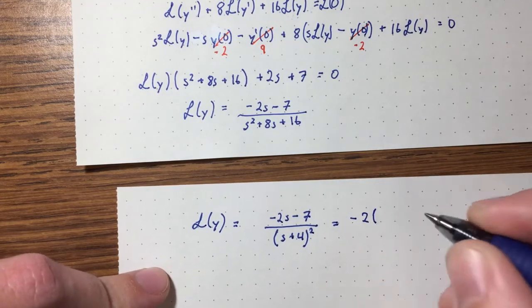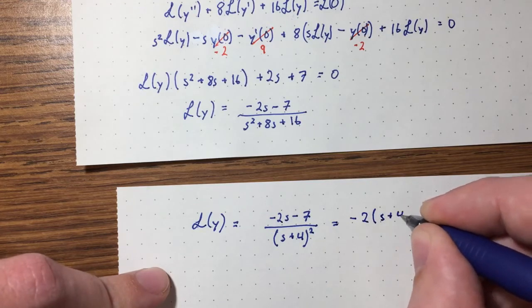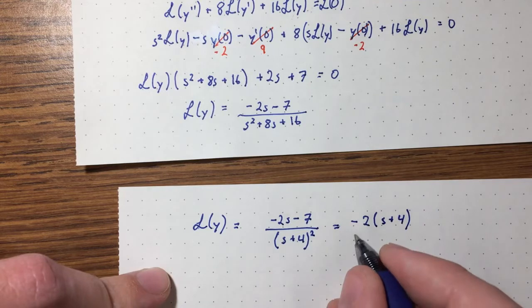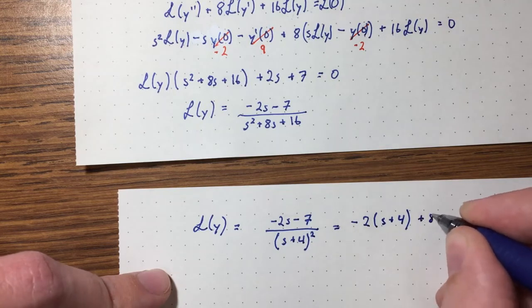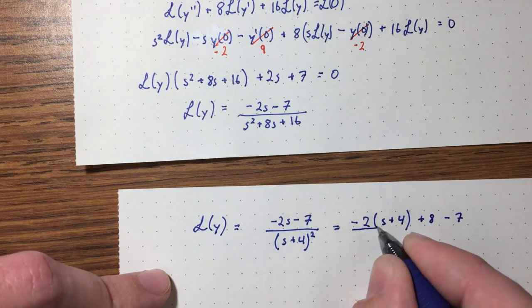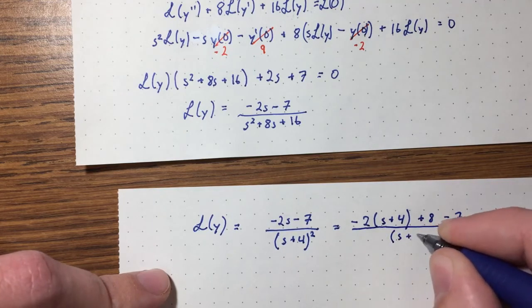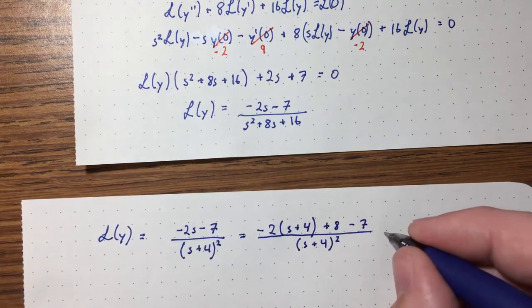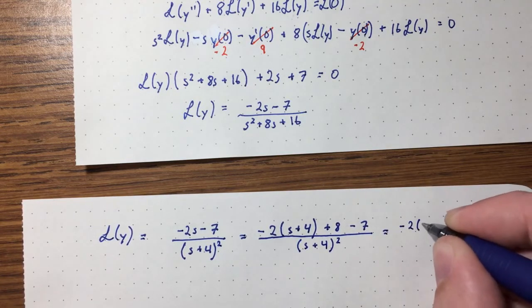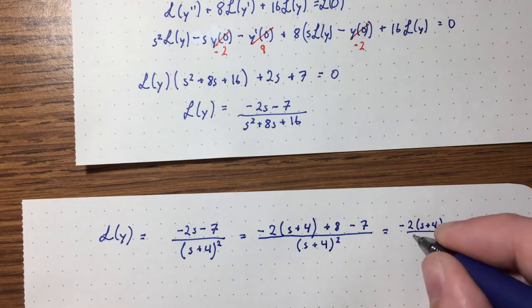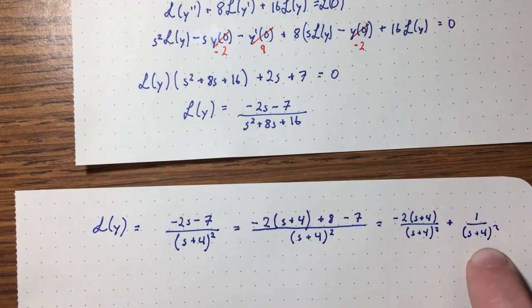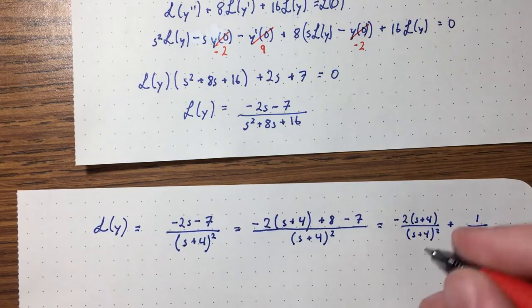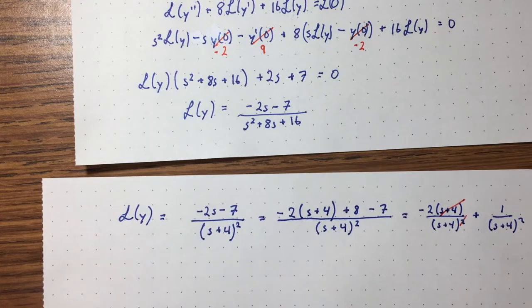I'm going to replace that s with an s plus 4. Same thing as the denominator. I can't change the problem, though. What did I do? I added a 4 in that wasn't there before, so I'm going to subtract it back out, and then I still have the minus 7. Okay. And why am I doing this? Because now I can rewrite this like this. Minus 2 times s plus 4 over s plus 4 squared plus 1 over s plus 4 squared. This is going to be something I can use that formula on. And notice that I'm canceling the s plus 4s. So that's how you get rid of this s.